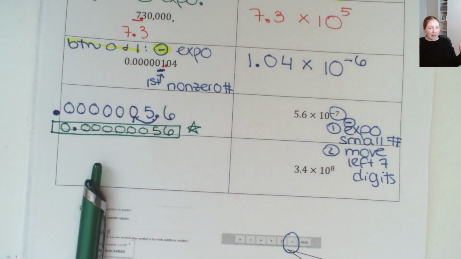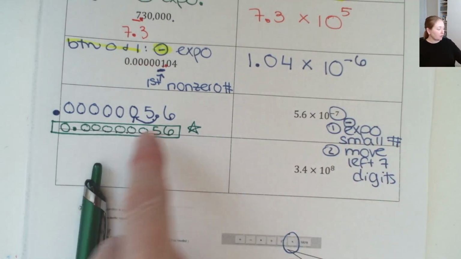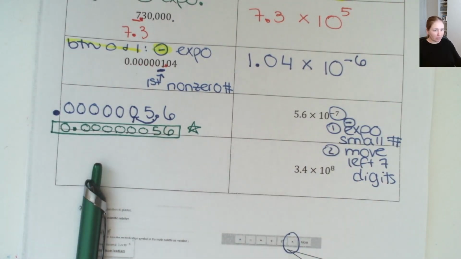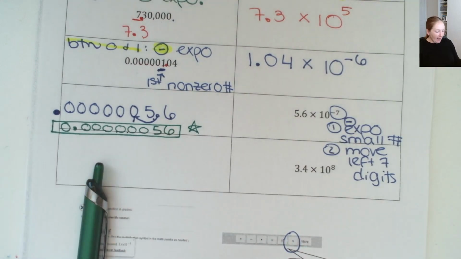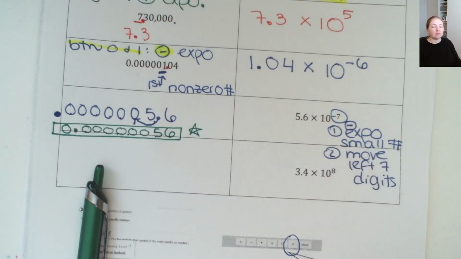So again, this exponent is really going to drive your answer. So when you have that negative exponent, you know it's going to be a small number. So that means you're going to be moving it to the left in order to get a smaller number. You're not going to want to add zeros in the other direction. Move it to the left. And then because it's a -7, we're going to move left 7 digits between where the decimal starts and stops.